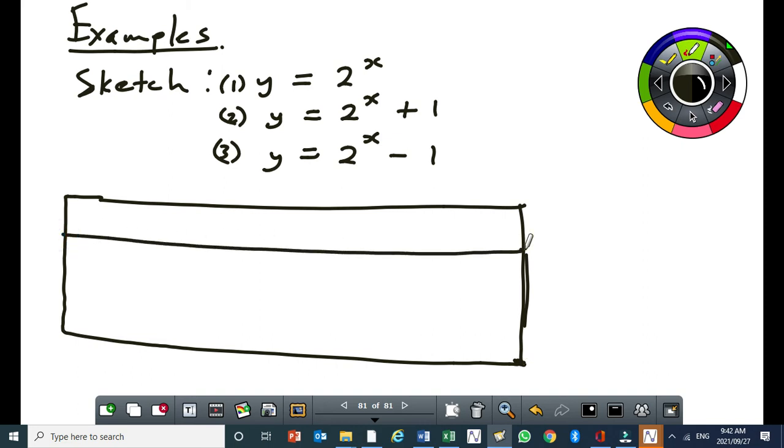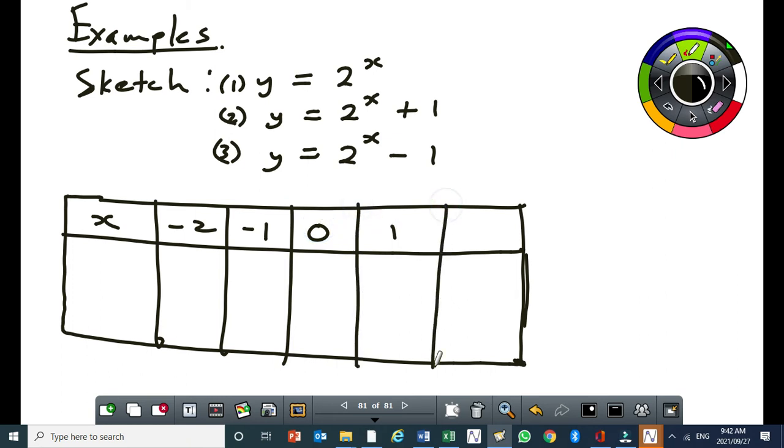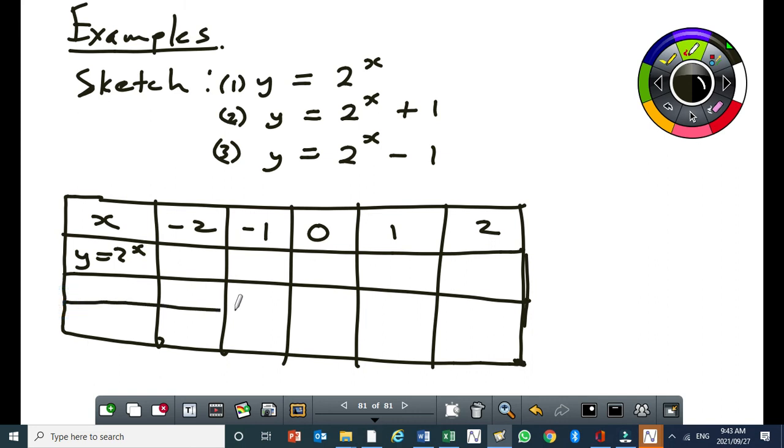So let's say values of x. We only take a few values, 5 values. Say minus 2, minus 1, 0, 1, and then 2. So for y equal to 2 to the power of x, and then we have got y equal to 2 to the power of x plus 1, and y equal to 2 to the power of x minus 1.